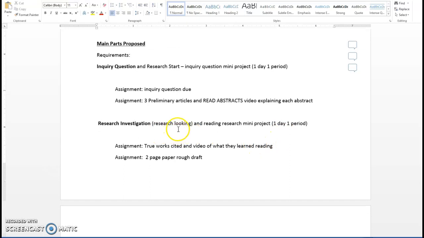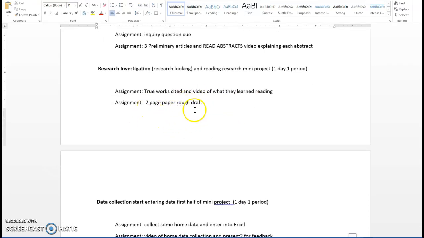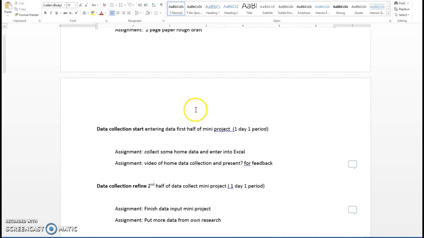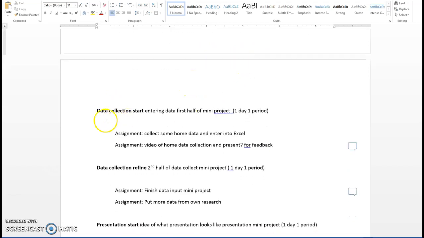The next day, a research investigation. They're going to look into the research, and we're going to teach them how to. I'm going to work with Jillian to get a mini project about how to research properly and how to really read articles and know what they're talking about. And then the assignment will be a works cited and a video of what they learned reading, just kind of like an explanation, and then also the two-page paper rough draft, which is similar to what we already had them do. But again, I think we're going to use the learning management system to be able to do all this stuff.